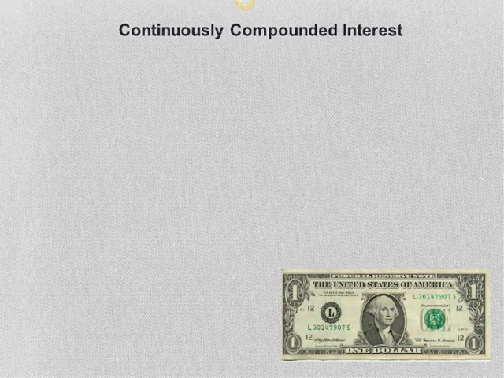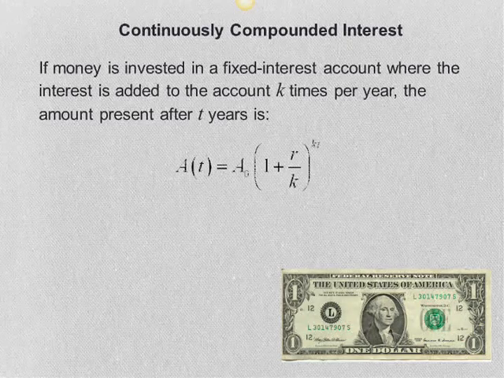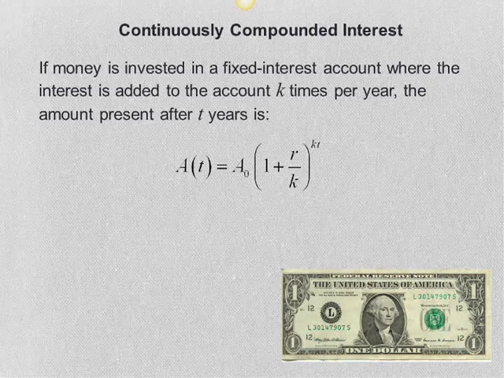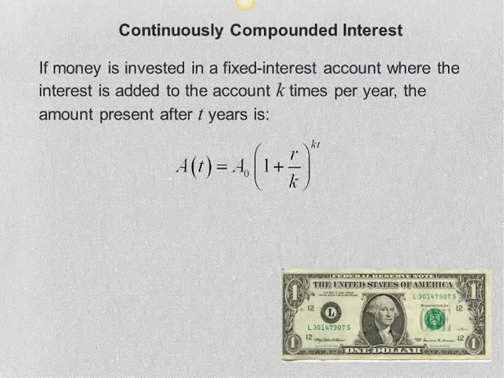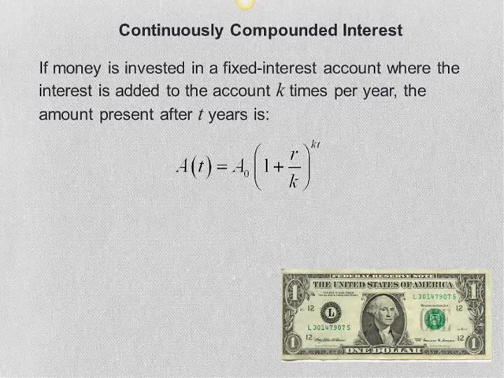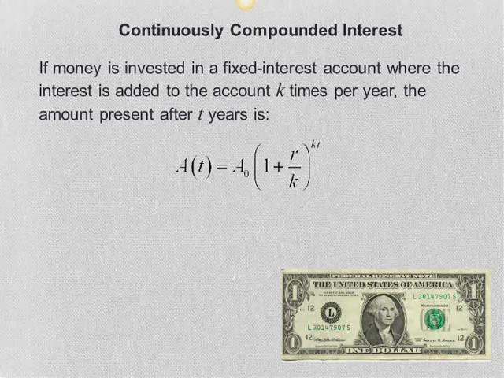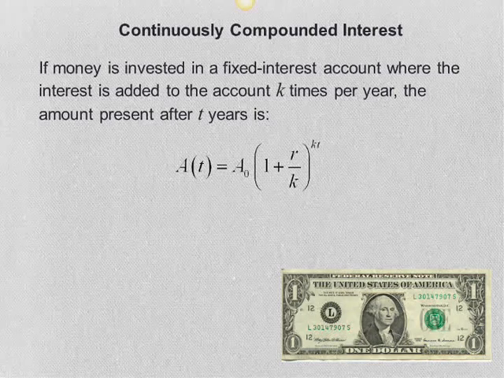So let's talk about some real life examples. Continuously compounded interest. If money is invested in a fixed interest account where the interest is added to the account k times per year, the amount present after t years is A of t is equal to A sub 0 times (1 plus r over k) to the kt. This is if it's compounded a certain number of times a year. So if it's compounded twice a year, your k is 2. If it's compounded quarterly, your k is 4. And we use that whenever we have bank accounts that have a fixed number of compoundings.